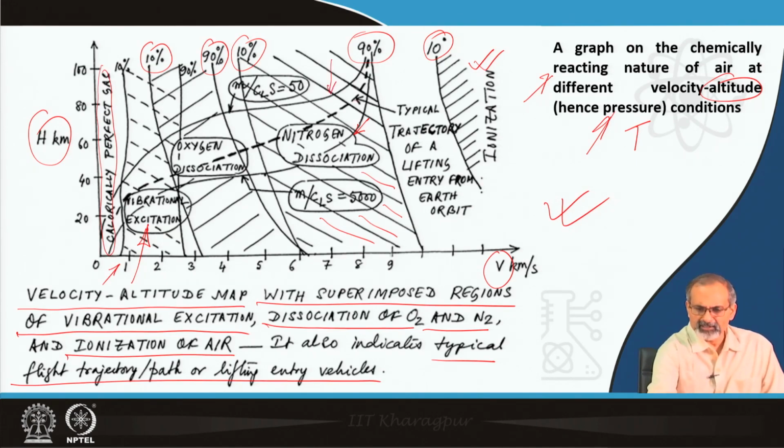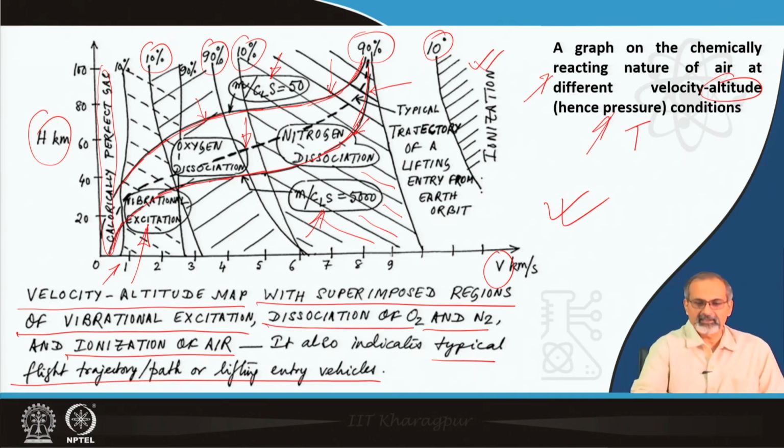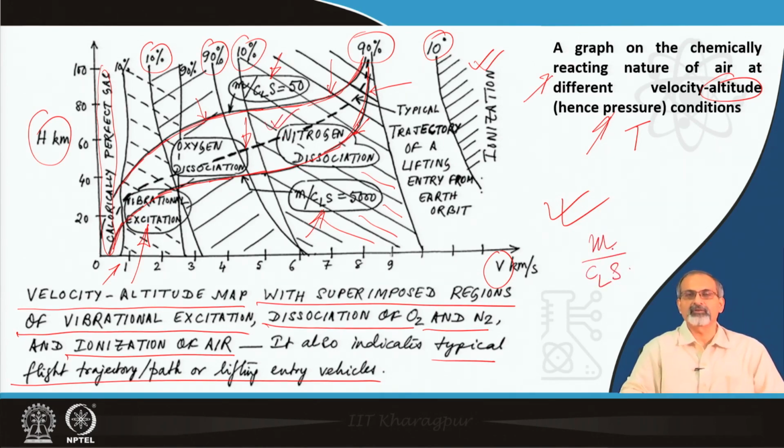Now, these curves indicate typical trajectories of lifting entry from Earth orbit. We have the parameter m by CLS, which we just learned. If it is of the order of 50, it follows a path like this, the one that you can see on top. If it follows m by CLS equal to 500, it will follow a path somewhat like this, and the dashed one may correspond to a particular vehicle entering the Earth's atmosphere, following a particular trajectory lying within that band and having a suitable m by CLS value for that configuration. So, this plot gives you a feel of how velocity and altitude, accompanied by the chemical reactions which occur in the medium, can all be put together into a plot.